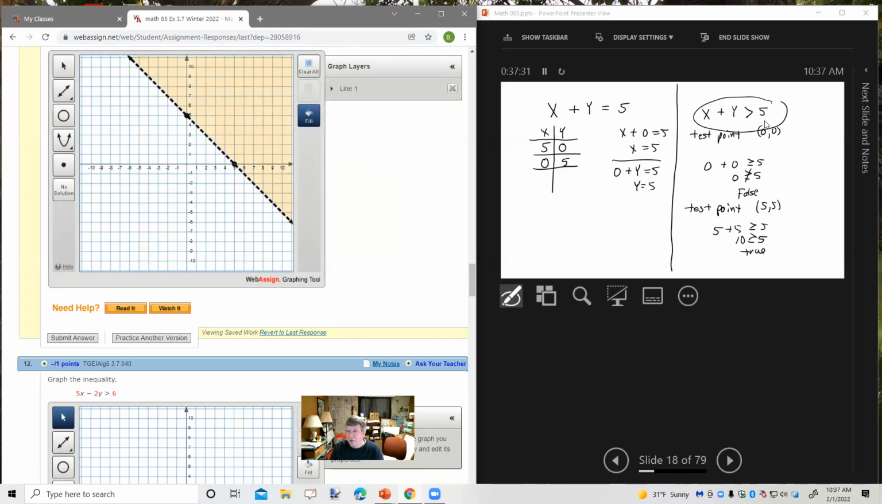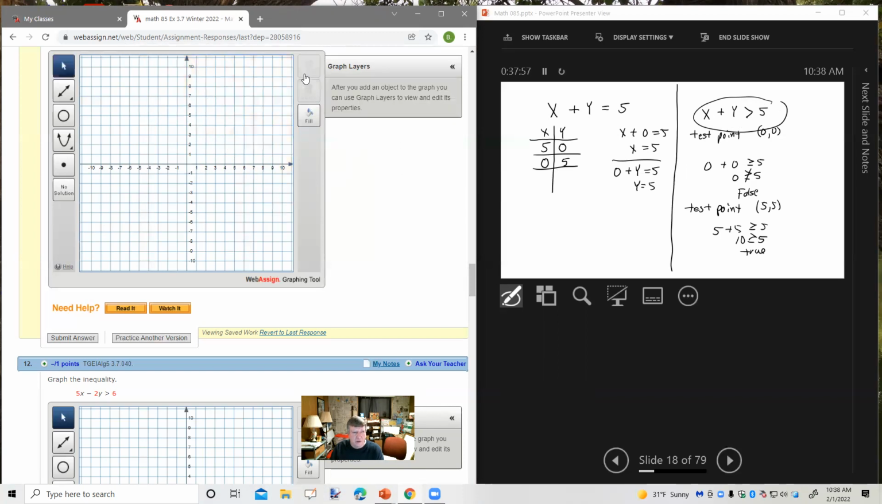So x plus y greater than 5 looks just like the previous example, but the line is not solid, it's dotted. When is it solid? When the problem we're looking at includes equals to. When is it dashed or dotted? When it doesn't include equal to. Okay, any questions about this example?